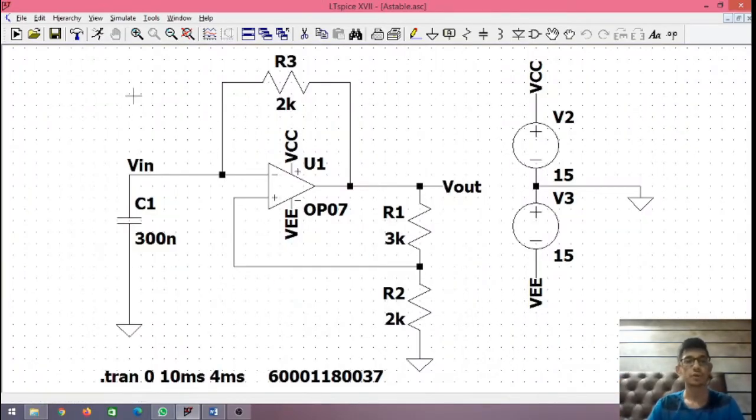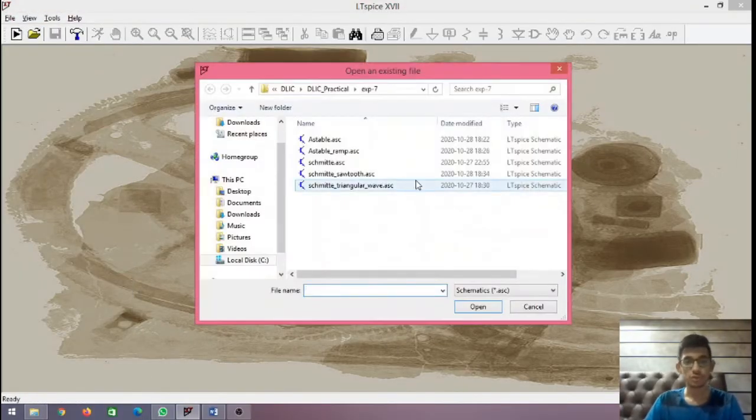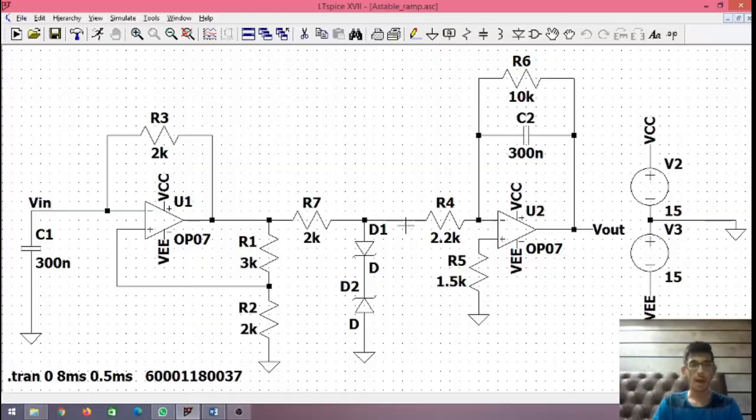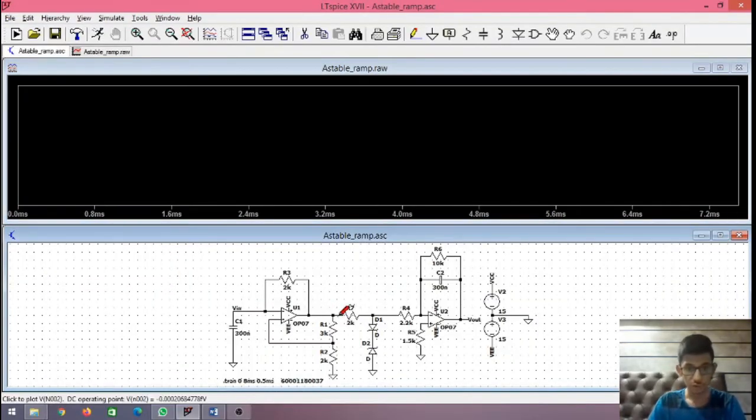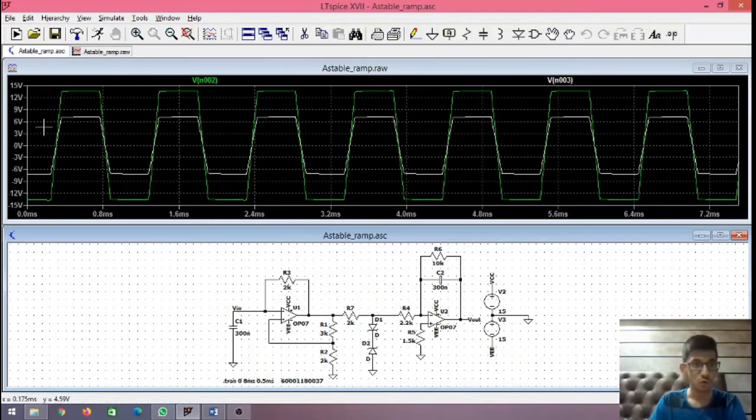Now the next part we are going to do is create sawtooth and triangular waves. Let's see the triangular wave first, which is a ramp signal. Here we see that the output of the previous circuit is fed to a clamping circuit and then to an integrator. Now let's run and check. So this was the output which we got in the previous circuit. Now it is clamped to plus 7 volts and minus 7 volts because of these diodes, and then it is passed to an integrator which will convert this.